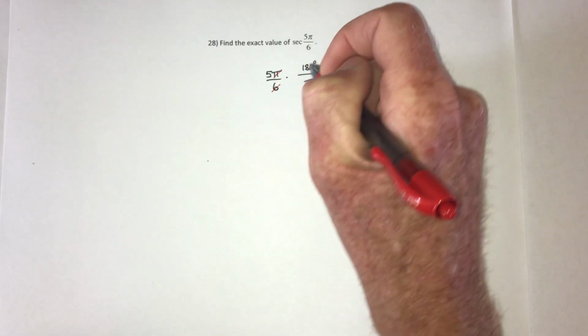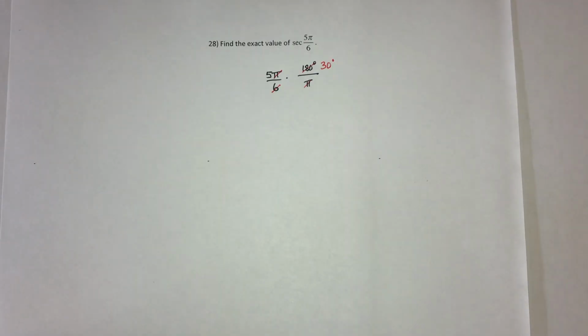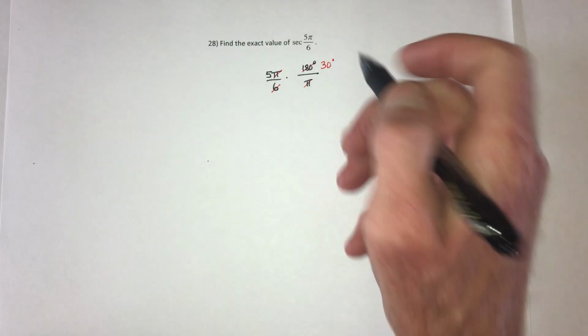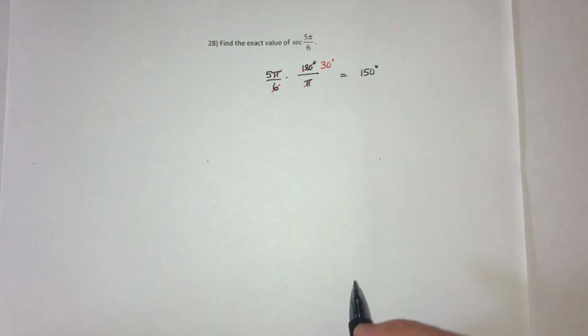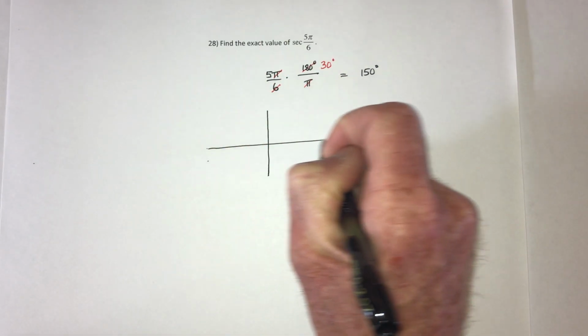And then 6 divides into 180 30 times. So what's left is 5 times 30 degrees. That's 150 degrees. Then I would draw a little picture of that.